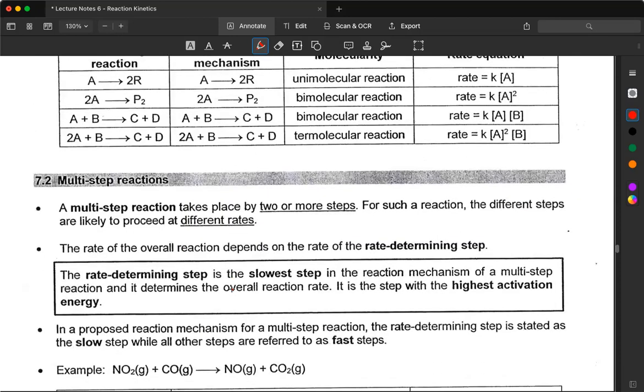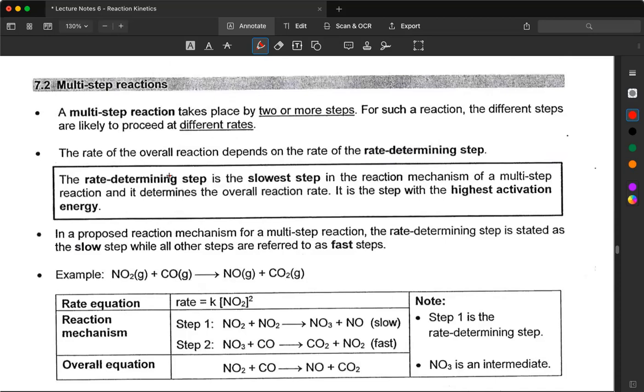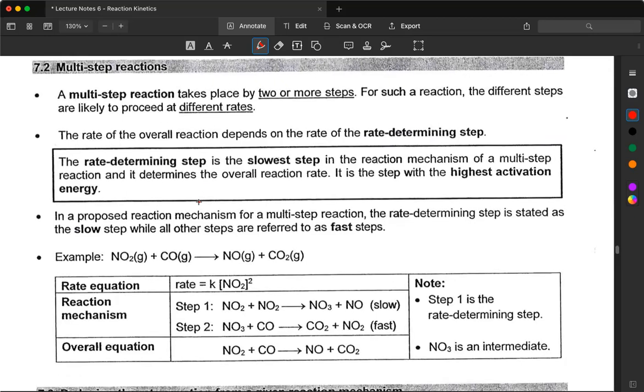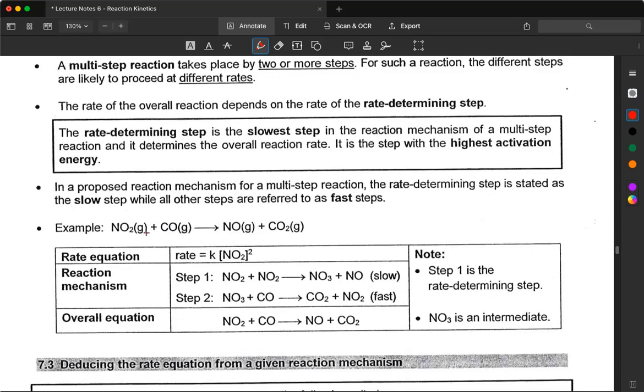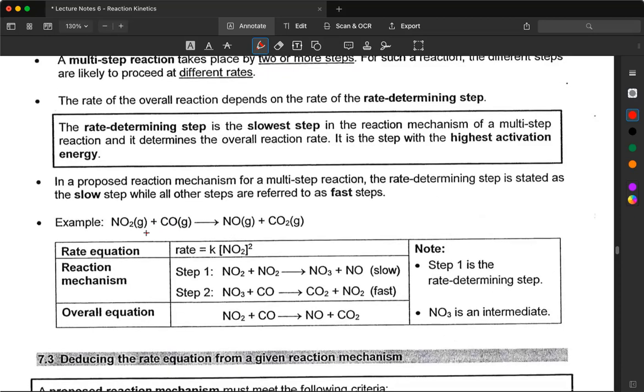For multi-step, it will be two or more steps. Different steps will have different rates, and the rate of the overall reaction will be determined by the rate determining step. What is the rate determining step? It is the slowest step in the reaction mechanism, which determines the overall reaction rate. It is the step with the highest activation energy, so you expect the slower step to have the highest Ea.